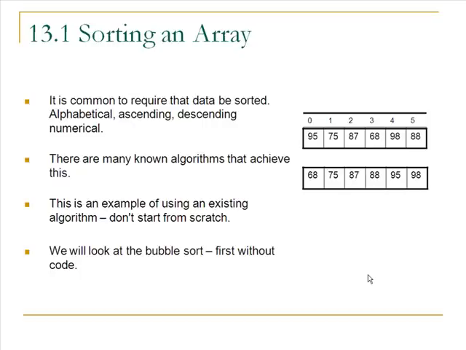And the sorting algorithm that we're going to look at is called the bubble sort. And first we'll look at it without code. So the objective is that we want to go from an array that is not in sorted order and rearrange the numbers so that they are in sorted order. So there's an array, a very small one of only 6 elements, that is unsorted, and then after processing with this bubble sort algorithm, it's in sorted order, and in this case sorted ascending order.